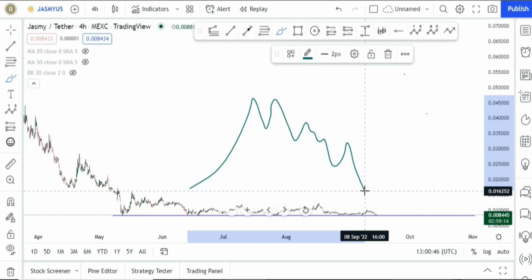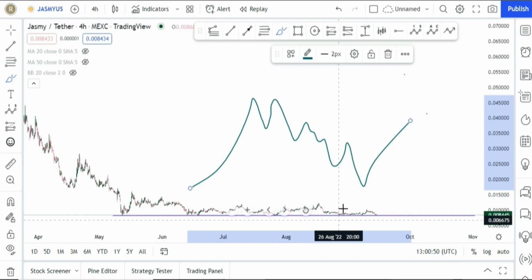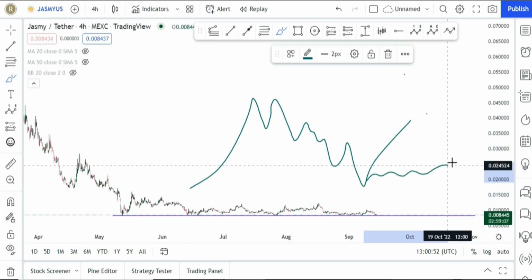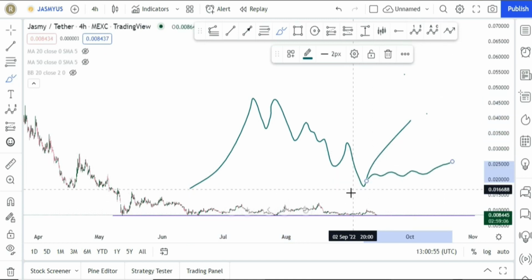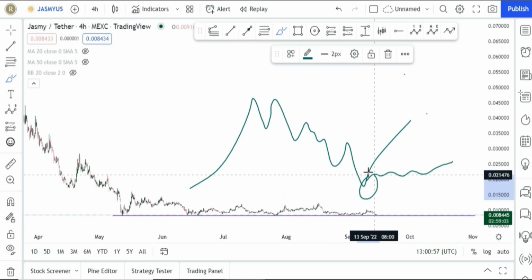Now what happens after the 7th wave may differ. You may actually quickly reverse like this, or you may work off, accumulate, or do different kinds of things, but the bottom line is the bottom would have been set right here. So yeah, this is the structure we're going to look at.